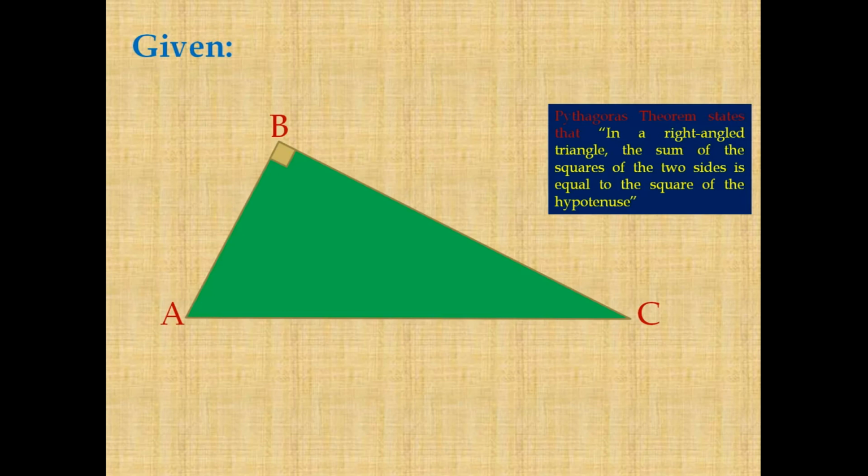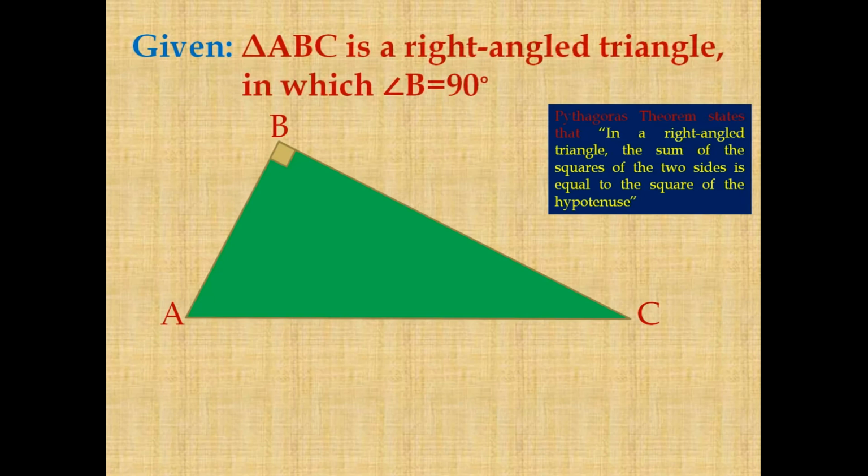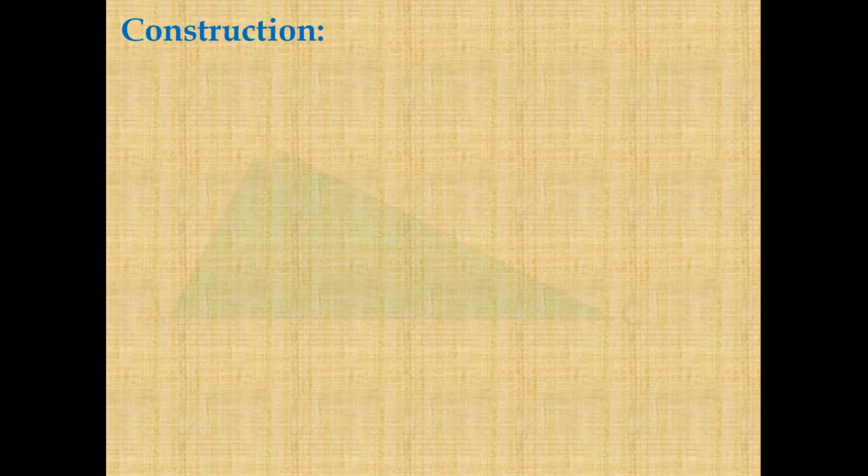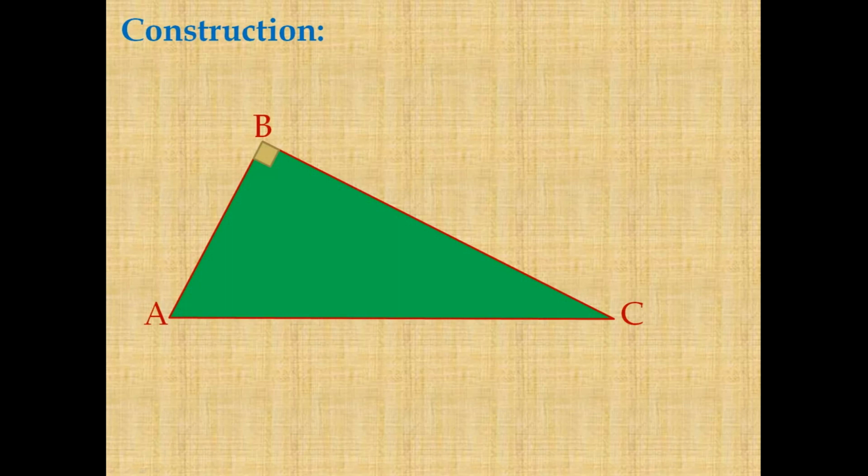Look here. Triangle ABC is a right angle triangle in which angle B equal to 90 degrees. Then what we have to prove? According to the statement, we have to prove that AB square plus BC square equal to AC square. AC is the hypotenuse. To prove this, what we have to construct? Look here. This is the given triangle ABC.